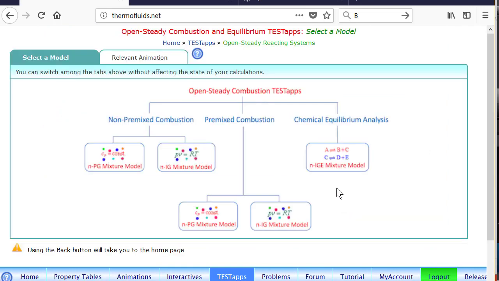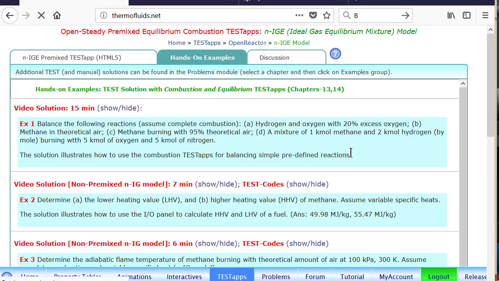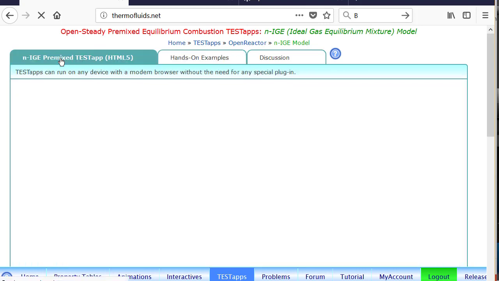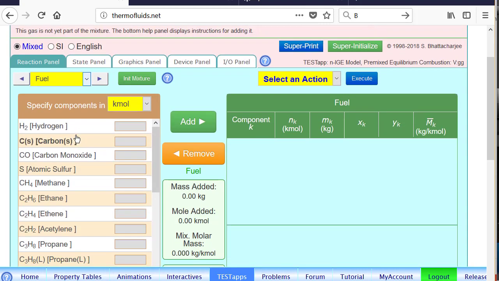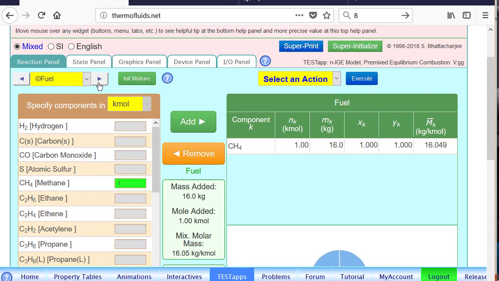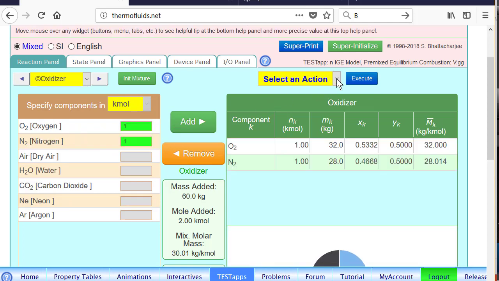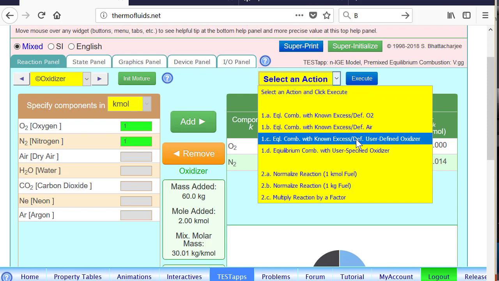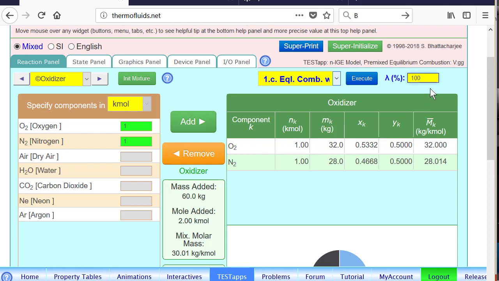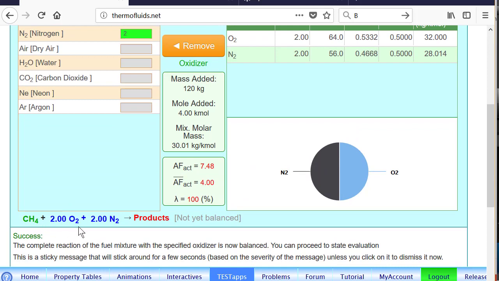Go back to the same page, but this time an IG mixture model. Once again, we are going to set up the reaction, at least the reactants, the same way. Methane is added, and then for the oxidizer, we set it up again: equilibrium combustion with the known excess deficient, user-defined oxidizer, 100%. So this time, when I click execute, notice only the reactants are found, products are unknown.